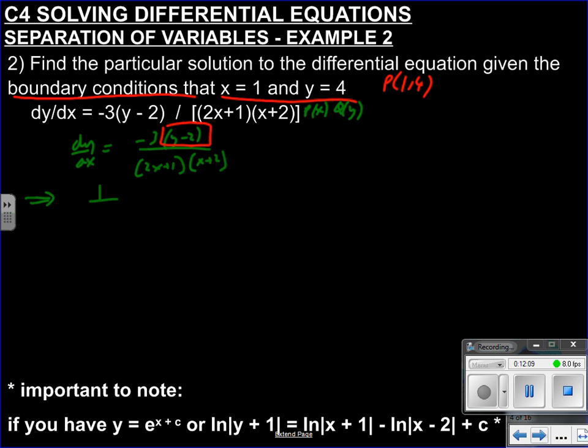So I get 1 over y minus 2 dy by dx is minus 3 over 2x plus 1, x plus 2. Integrate both sides with respect to x. That cancels that one. Now I can integrate the left, so that's ln mod of y minus 2.